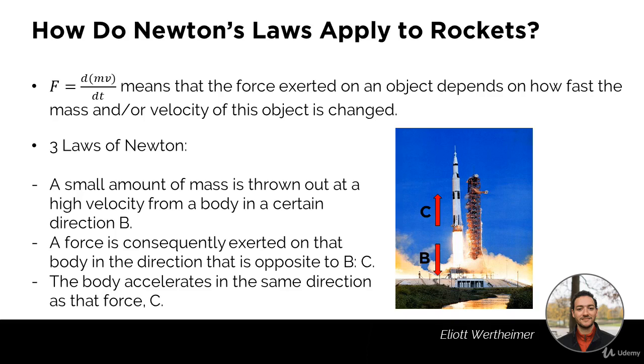So if you take a rocket, which is ejecting a small amount of mass at very, very high velocities in a direction that we will call B, then according to the second law of Newton, this ejection of mass is actually creating a force. And according to the third law of Newton, this force is applied to the rocket in the exact opposite direction of B, that we will call C. Finally, according to the first law of Newton, the rocket will keep accelerating in the direction C as long as that force keeps applying to the rocket.